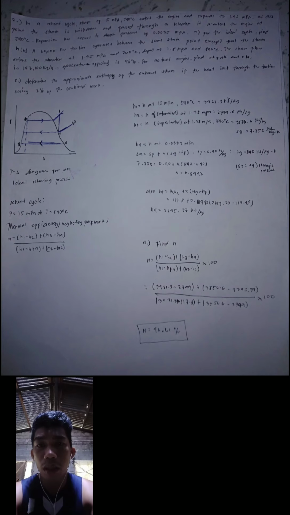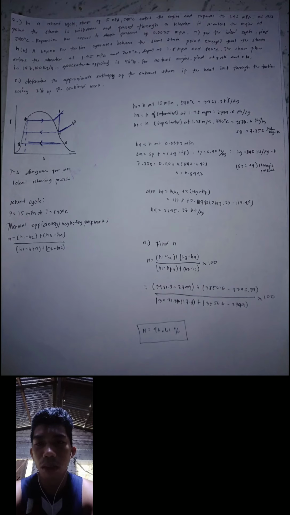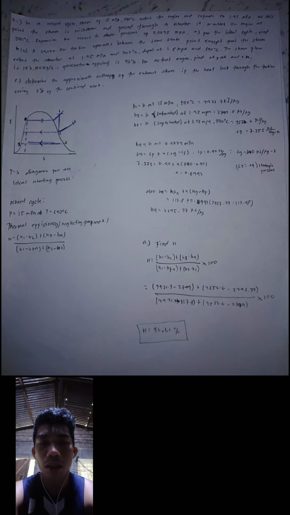The problem for number 2 is the reheat cycle. Steam at 15 MPa and 540 degrees Celsius enters the engine and expands to 1.95 MPa. At this point, the steam is withdrawn and passed through a reheater. It re-enters the engine at 540 degrees Celsius. Expansion now occurs to condenser pressure of 0.0035 MPa. For the ideal cycle, find N.